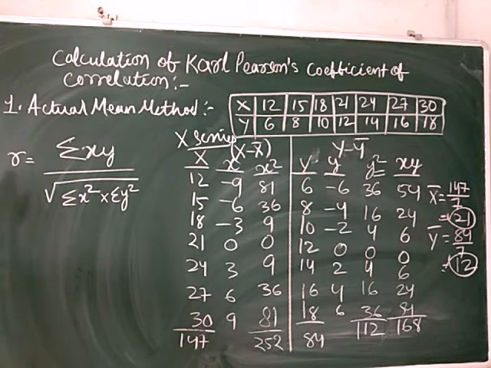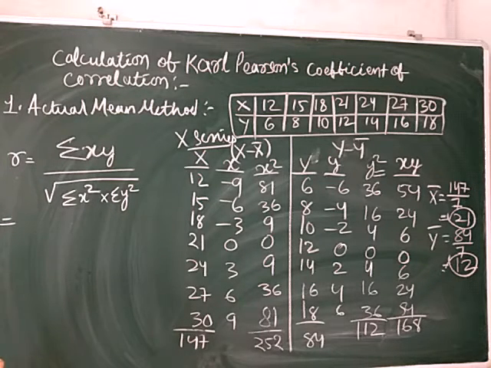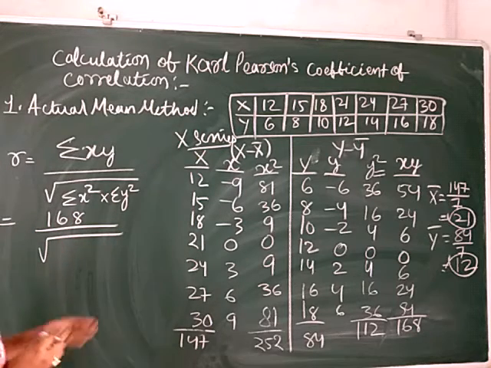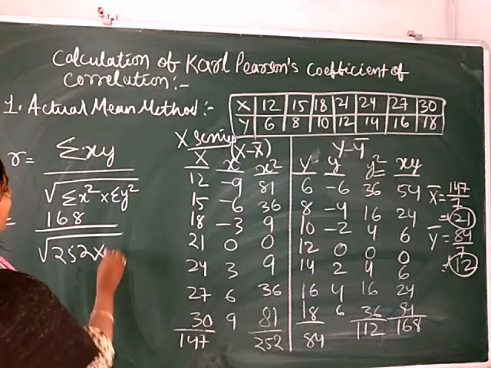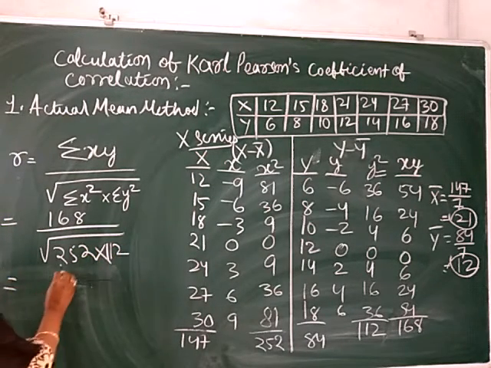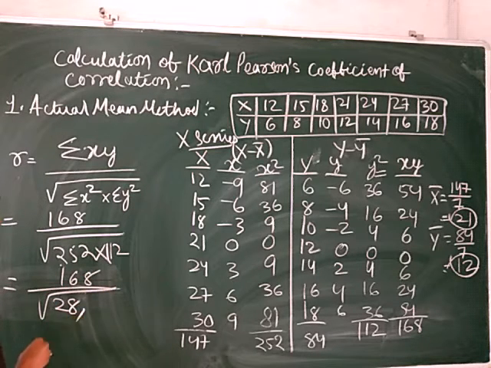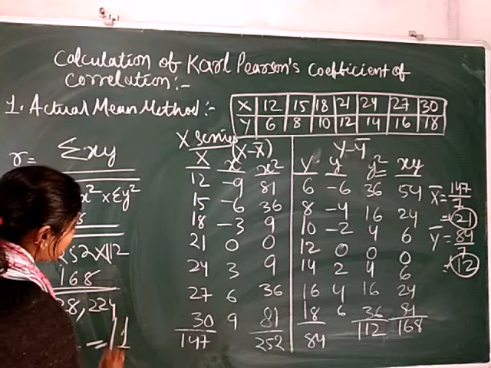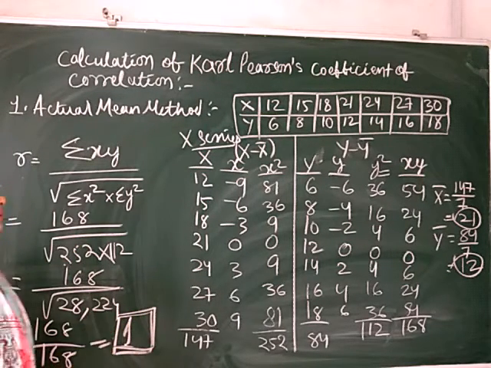And here is the formula, and we denote correlation by small r. Put the values in this formula: summation of xy is 168, whole divided by square root of summation of x square, 252, into summation of y square, 112. Now this is 168 whole divided by square root of 28,224, and this is 168 divided by 168, and the answer is 1. So the coefficient of correlation is 1. It is a perfect positive coefficient of correlation.